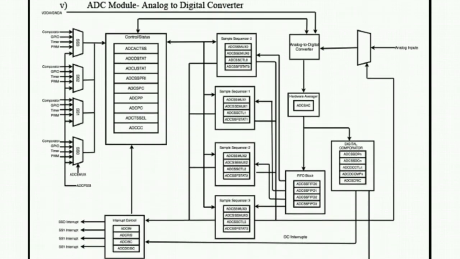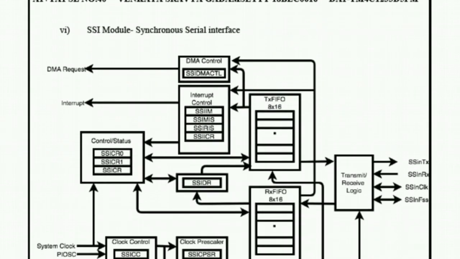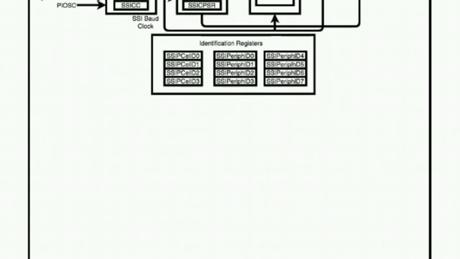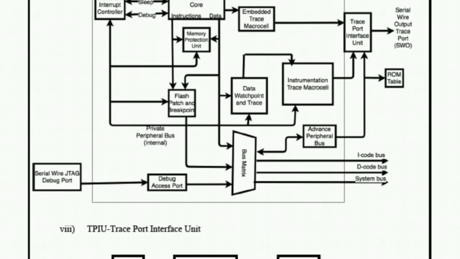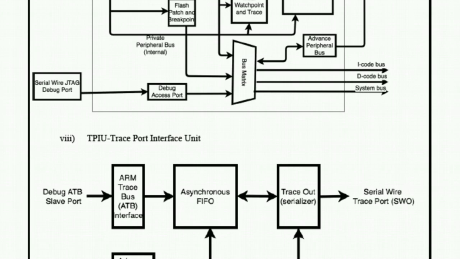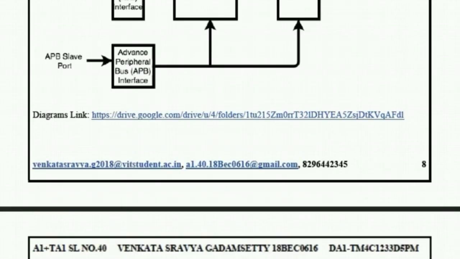This is the analog to digital converter. This is the SSI module. This is the central processing unit block diagram, and this is the trace port interface unit. To draw all of these diagrams, I used a software called draw.io, which I will be explaining at the end of this video. Next, let us take a look at the instruction set of the microcontroller.